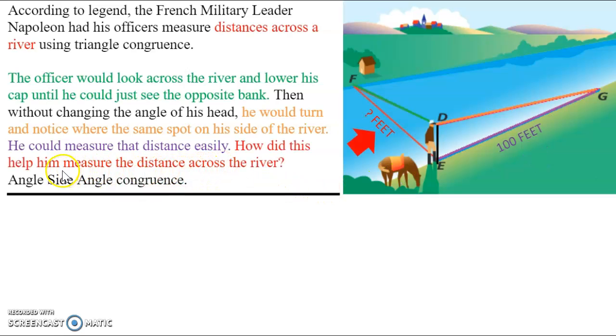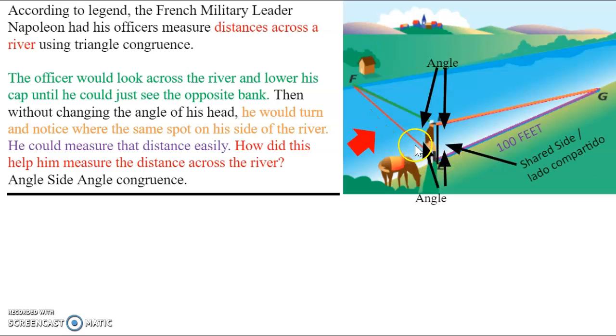And how did this help him measure the distance across the river? He used angle-side-angle congruence, because he used the same angle when he noticed the bank of the river as to this spot. His vertical height is the same for both triangles, and this last angle is the same too, because it is just the horizontal 90 degrees, perpendicular. So he used angle, side, angle congruence.